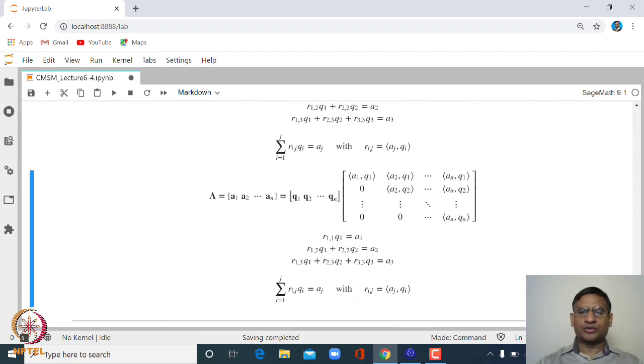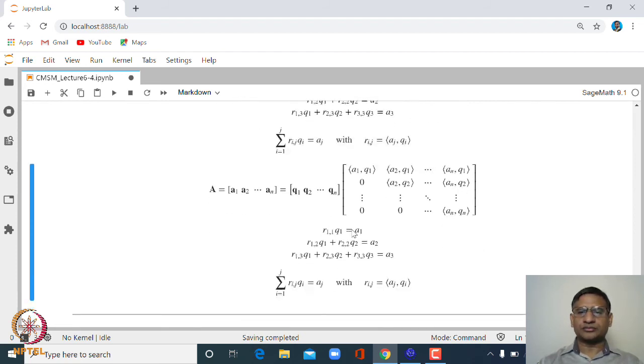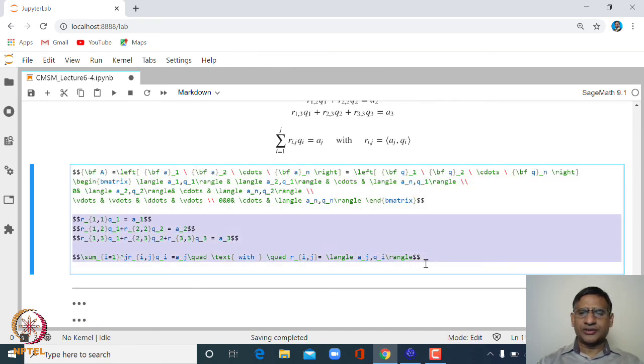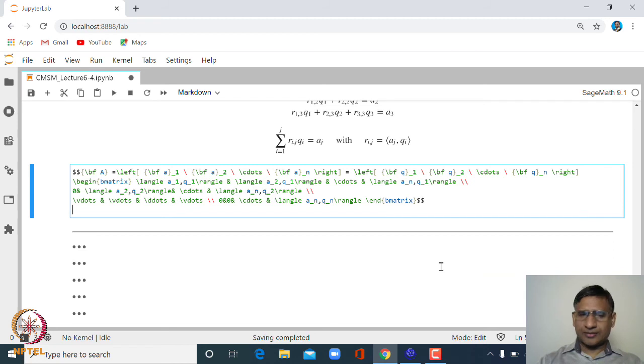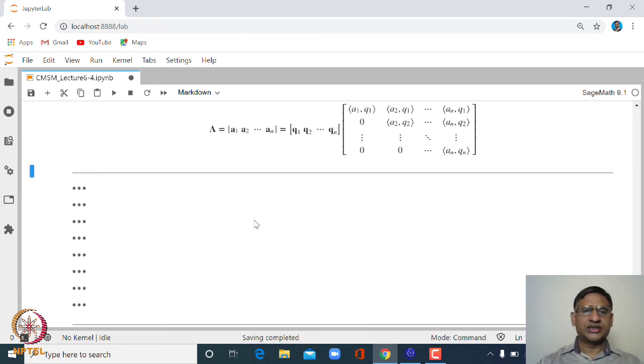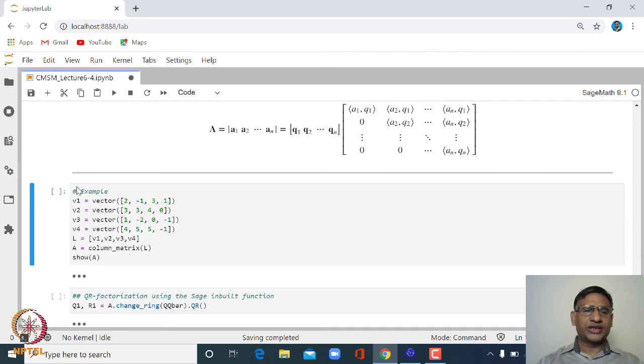So once you have obtained A equal to QR, then Rij is given by this. Let me just get rid of this part, this is just a repetition, right. And then next let us look at how we can obtain this QR factorization.